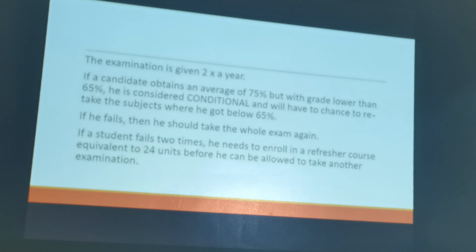Now, for example, dalawa na lang out of 6 ang below 65 niya, or isa na lang ang below 65 niya, kinuha niya, bumagsak siya. Okay, below 65, naging 50. Ano mangyayari? That is considered one full exam as failed, no? Failure na siya sa buong exam na yun. So, he has to retake all the subjects again.